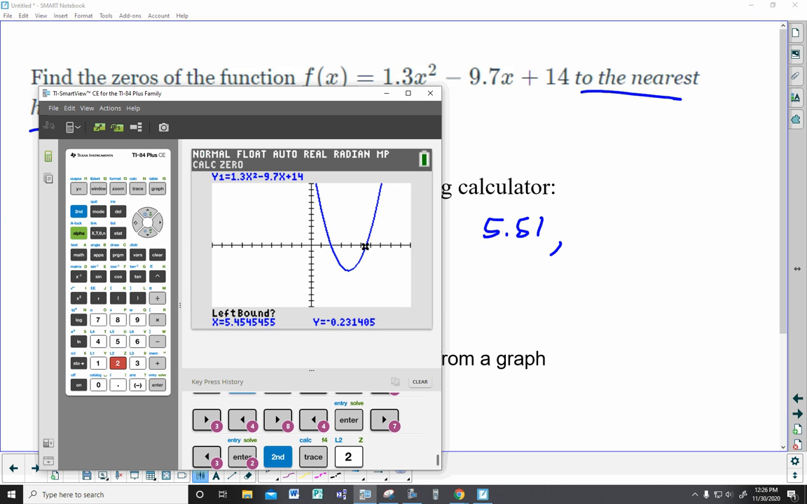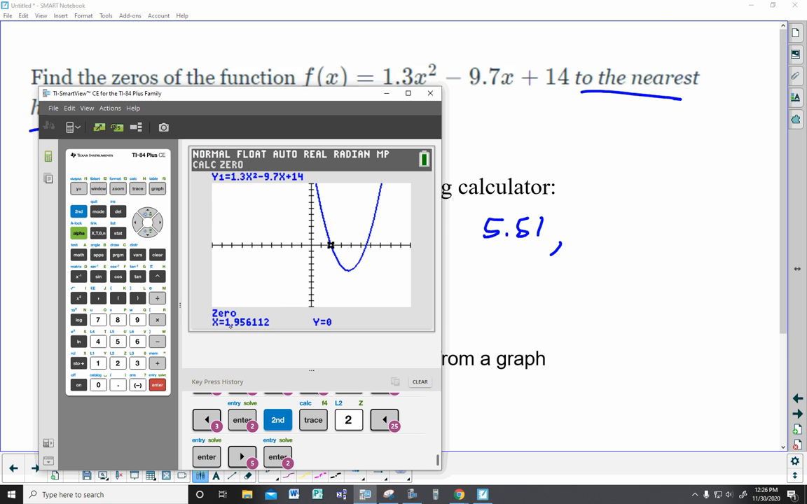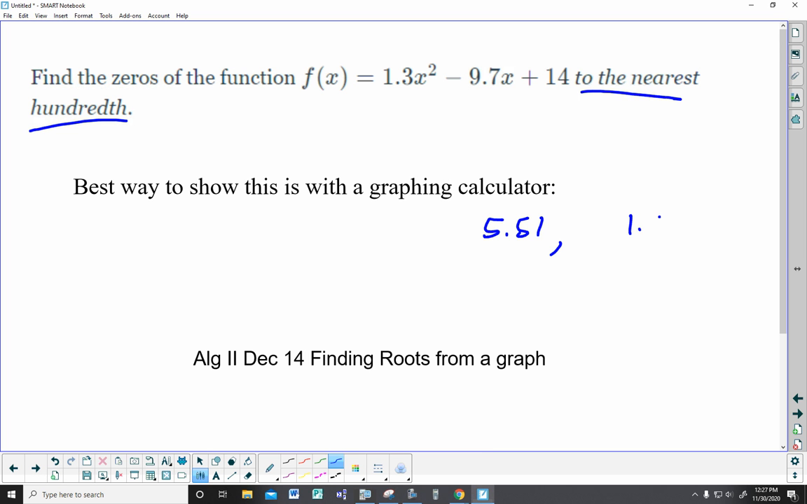And you use the left to right arrows to move it to the left side of that x-intercept. So there I'm on the left side. Enter, move it to the right side, enter, enter again, and it gives you it. So 1.96. So 1.96 would be your other 0.